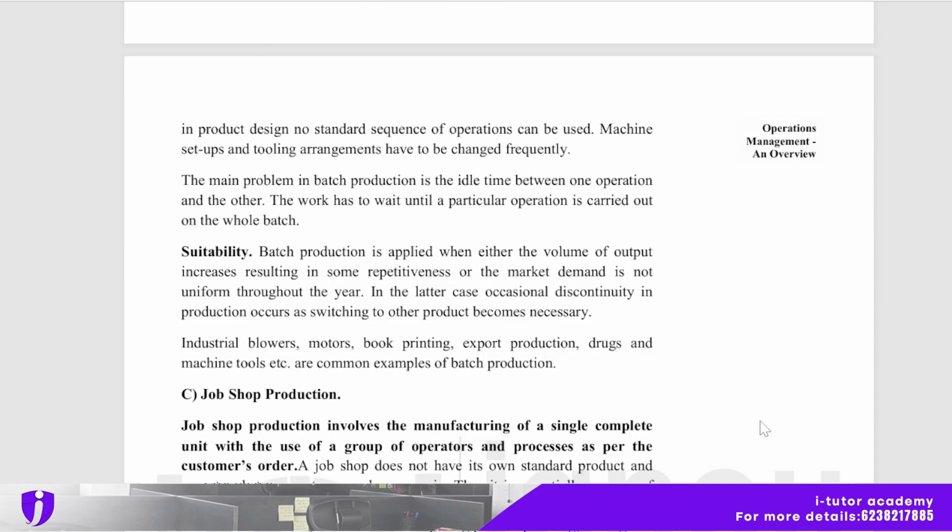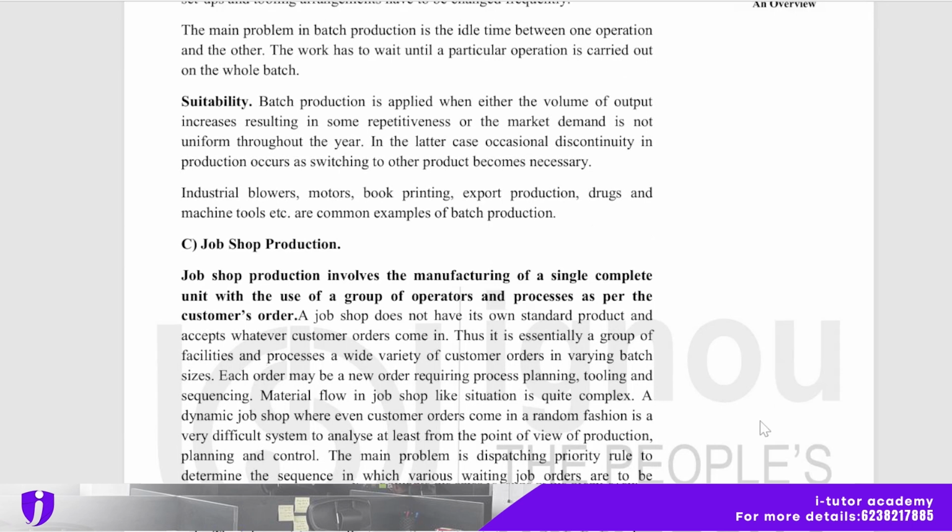And the main problem in batch production is the idle time between one operation and the other. The worker has to wait until a particular operation is carried out on the whole batch.